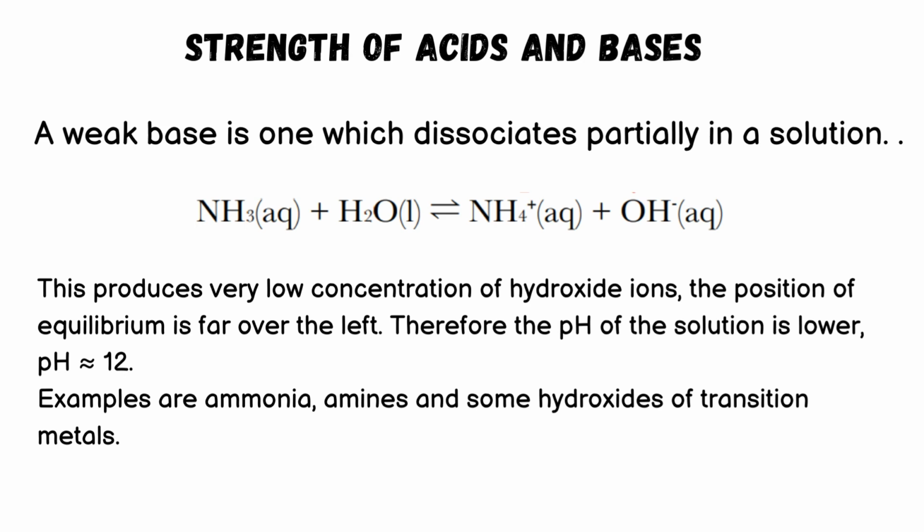A weak base is one which dissociates partially in a solution. NH3 aqueous plus H2O gives NH4 plus and OH minus. This produces very low concentration of hydroxide ions. The position of equilibrium is far over the left. Therefore, the pH of the solution is lower, pH approximately equals 12. Examples are ammonia, amines, and some hydroxides of transition metals.